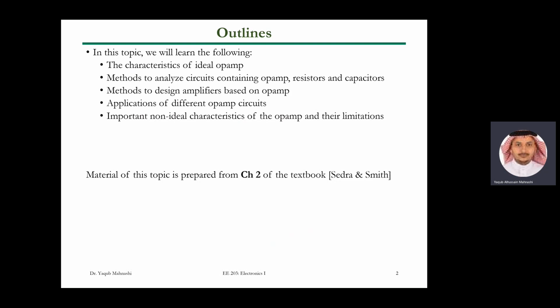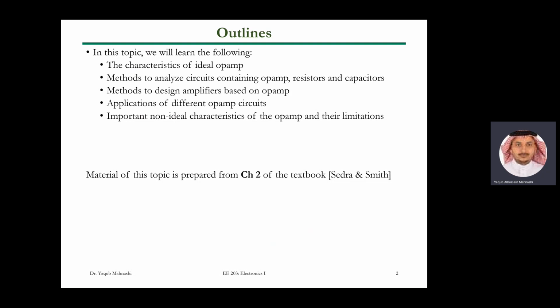Then we look at different applications for Opamps, why we are interested in the Opamp and how it is useful. And then we'll look at some non-ideal characteristics. So at the end of this chapter, you should be able to know the Opamp itself, the ideal characteristic of the Opamp, how you can deal with that, the non-ideal characteristic of the Opamp, and how to analyze and design circuits including Opamp. And of course, our chapter here is chapter 2 from your textbook, so you can look at that for your reference.